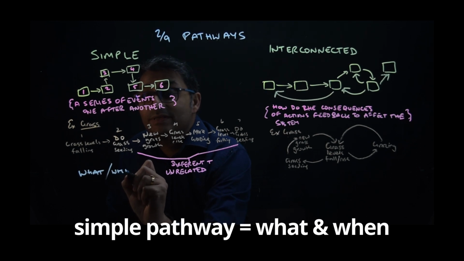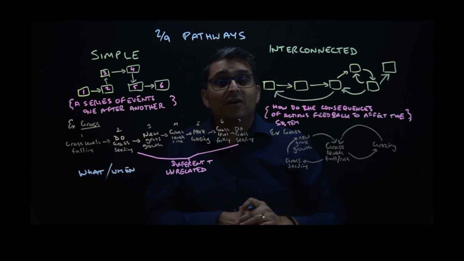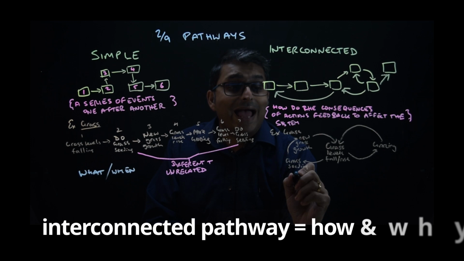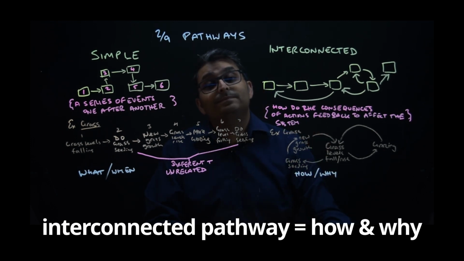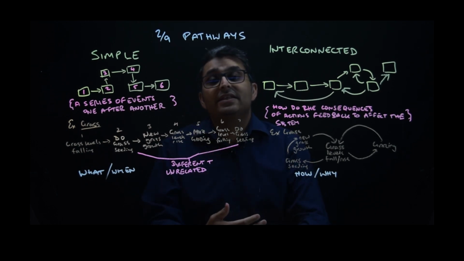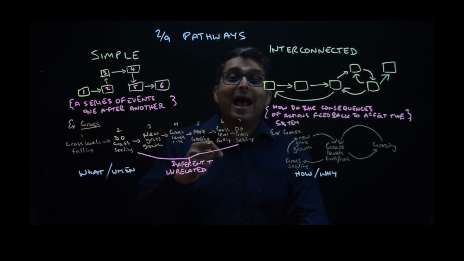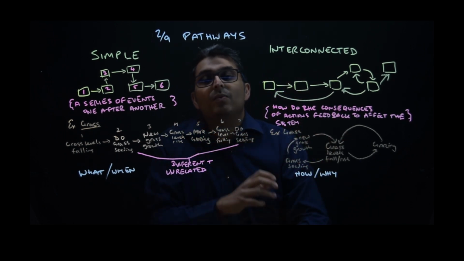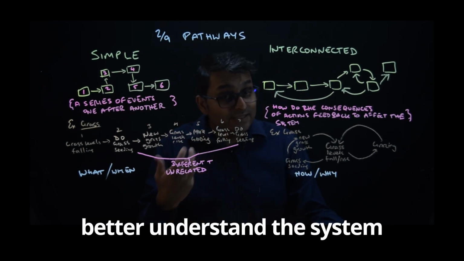And number two, the simple pathway gives us the insight of what happens when. But the interconnected pathway gives us the deeper understanding of how things happened and why. And so, armed with this knowledge of describing events, understanding how and why, as well as seeing all the relationships, will help us to better understand a system.